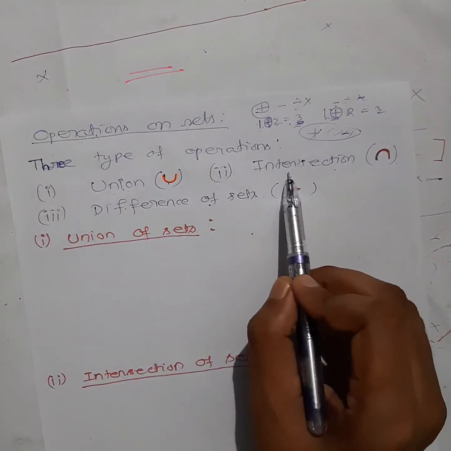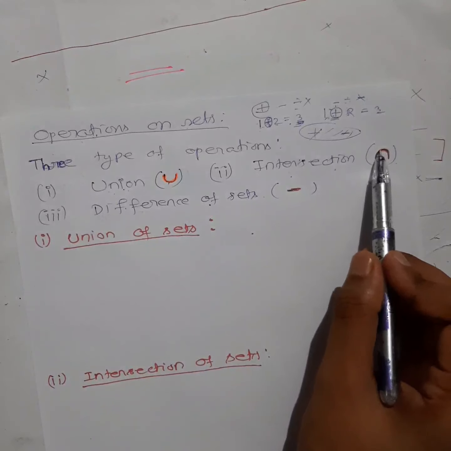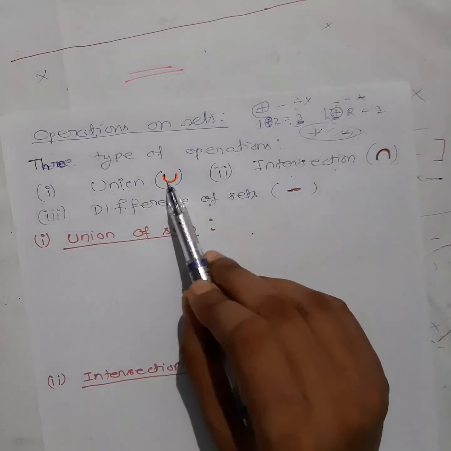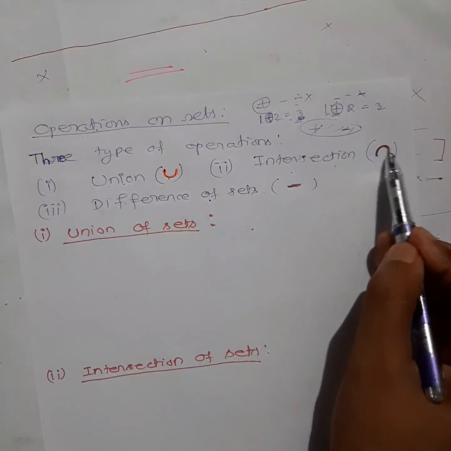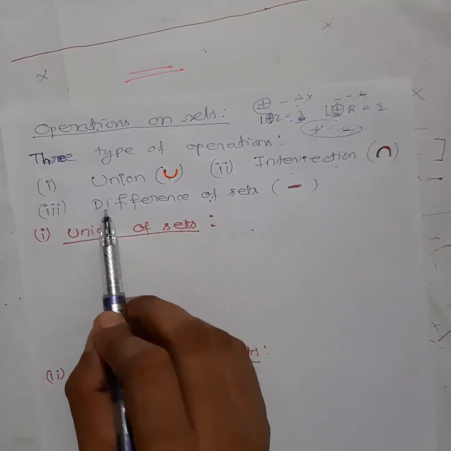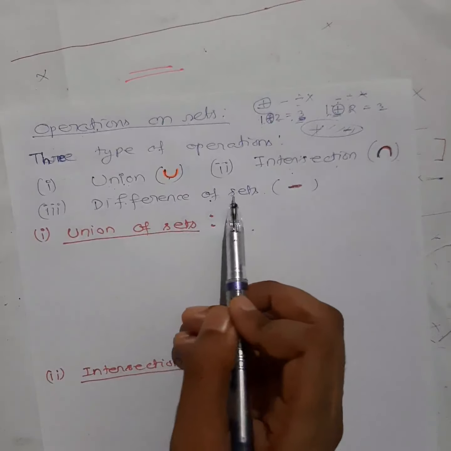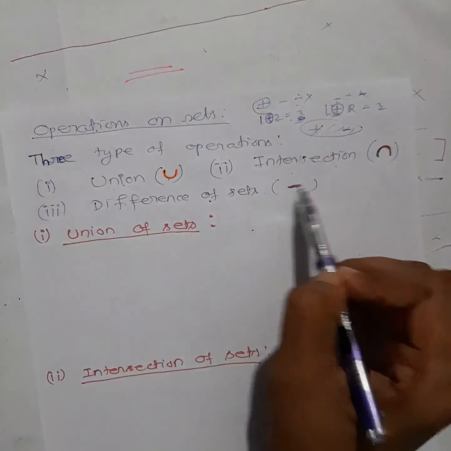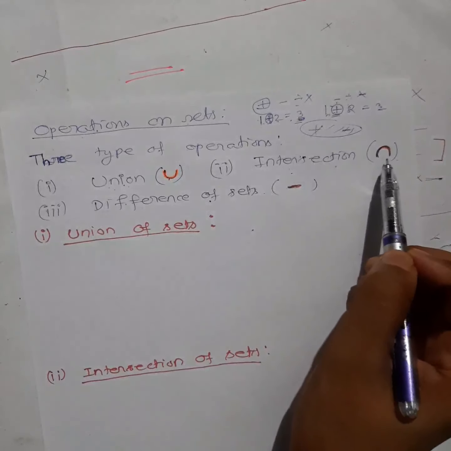The next operation is intersection. Symbolically it is represented like this, okay? You can say the union symbol is like a U, and this one is the reverse, the inverse of U. The third one is difference of sets. The difference of sets is quite similar to your minus, okay? And intersection is quite similar to your multiplication actually, okay? Not multiplication exactly, I will explain what it is, okay?